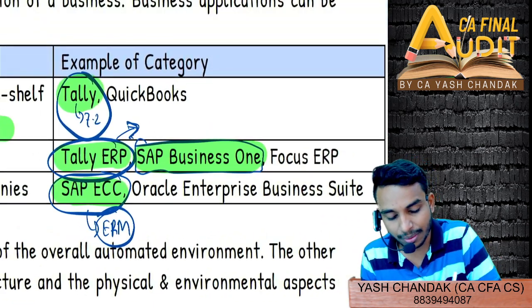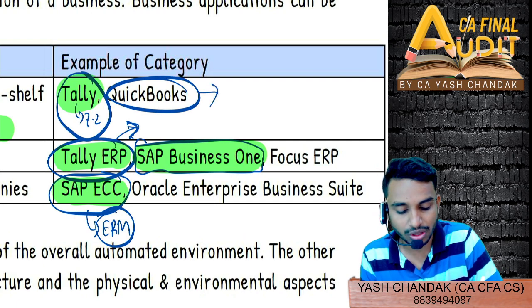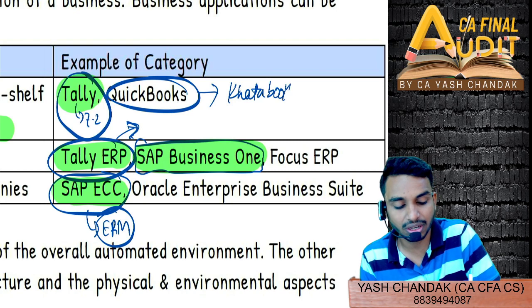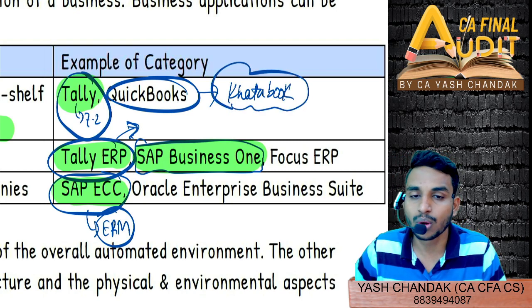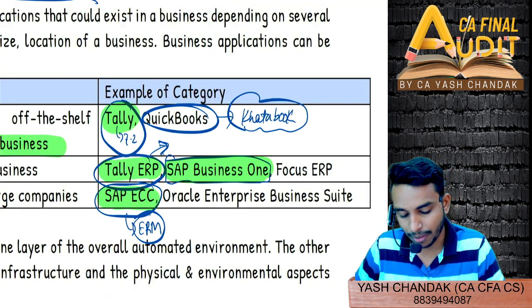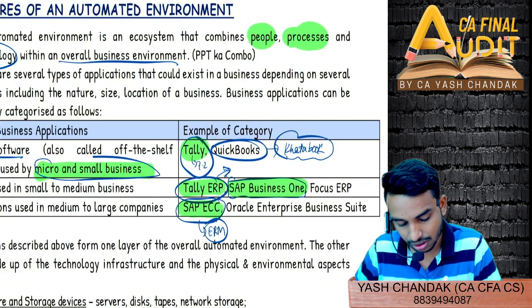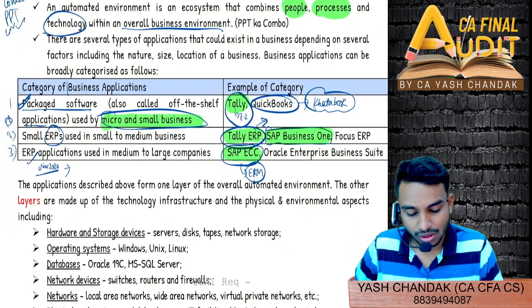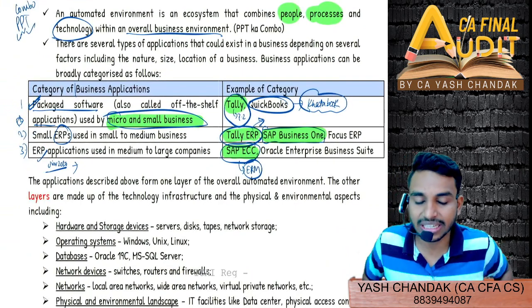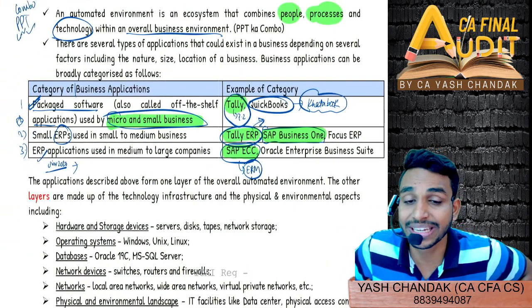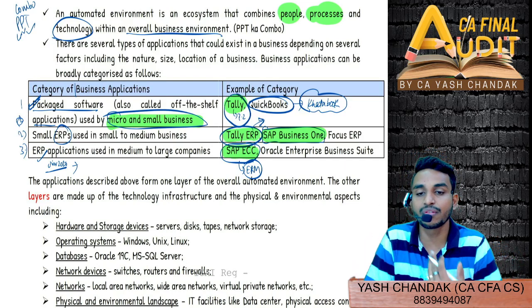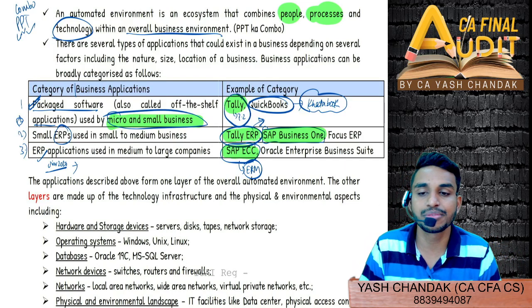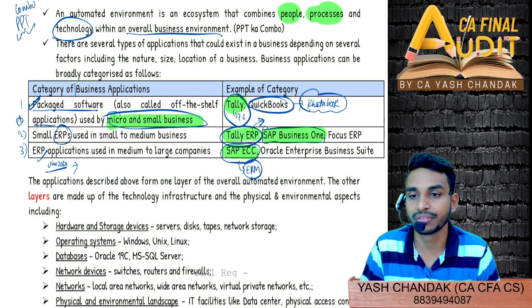And there could be some other categories of accounting software like QuickBooks, Khata Book or Khata. You must have seen these ads, right? So these are all what? Small accounting software used by micro to small businesses. So they can also ask you directly to give categories of accounting applications along with examples, category-wise classification along with examples, or they can ask you the MCQ like the way they did in November 2020.